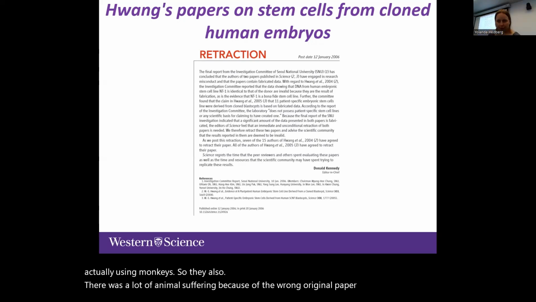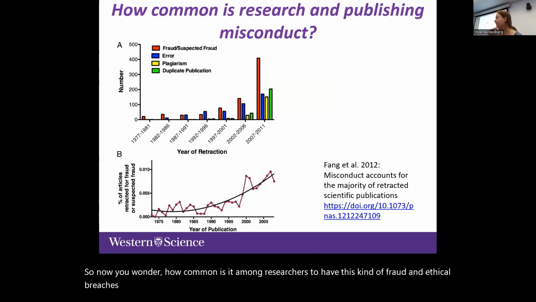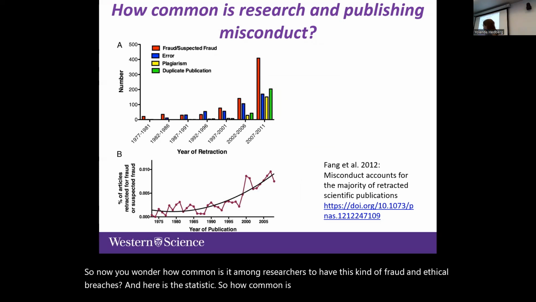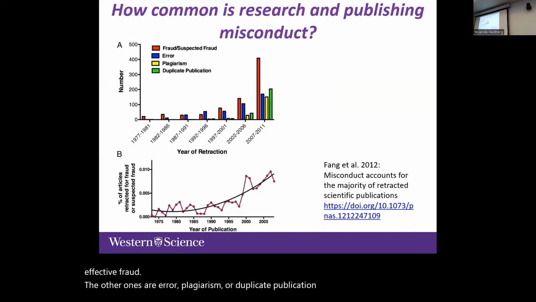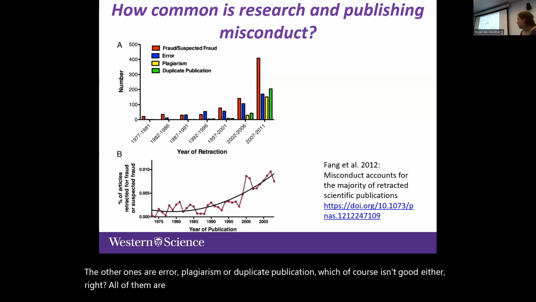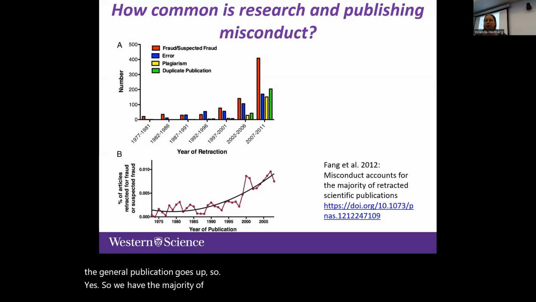So, good. Now you wonder how common it is among researchers to have this kind of fraud and ethical breaches. And here is the statistic. If you look at the retracted papers, the majority of them are retracted because of fraud or suspected fraud. The other ones are error, plagiarism, or duplicate publication, which of course isn't good either. All of them are ethical breaches. You see that retraction goes up with time, but also the general publication goes up. So the majority of retracted papers is because of fraud.